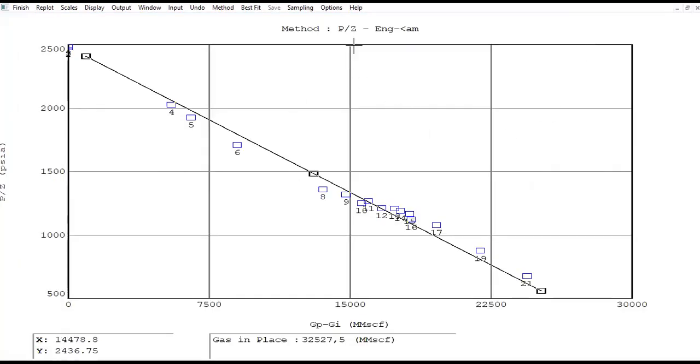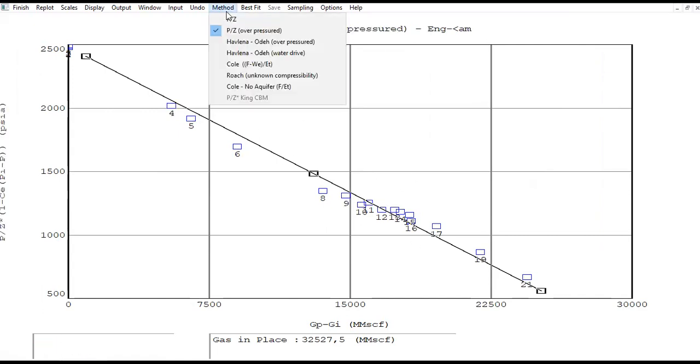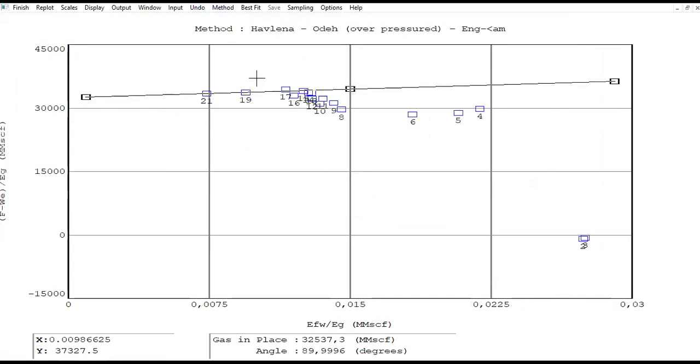You see, for P over Z, it's quite good. All right, it's quite linear. So maybe from here you can say that the aquifer might not be very strong, right? Because we still have more or less a straight P over Z. P over Z versus pressure, Havlena-Odeh, okay, like this.